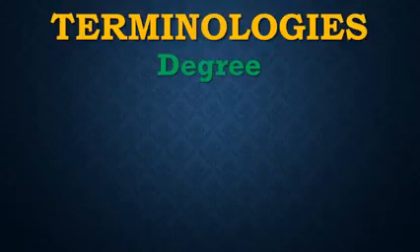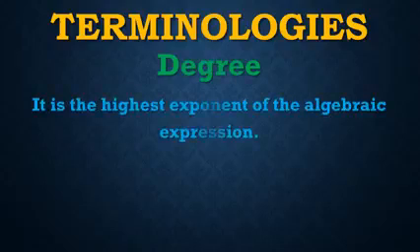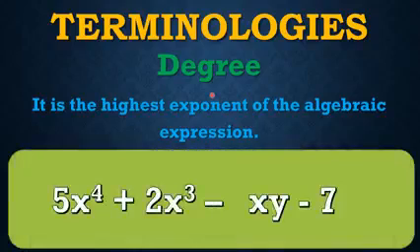Another one is degree. Okay, so yung degree may kinalaman sa exponent. By definition, degree is the highest exponent of the algebraic expression. So iisa lang yung degree ng algebraic expression. Kung sino or ano ang pinakamataas na exponent ang makikita or presence in the algebraic expression, that is the degree. For example, 5x to the 4th plus 2x cubed minus xy minus 7.